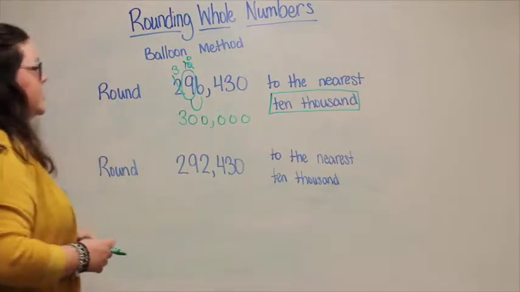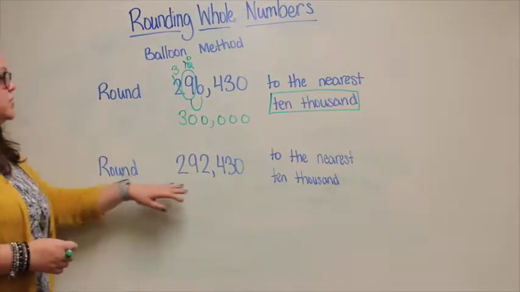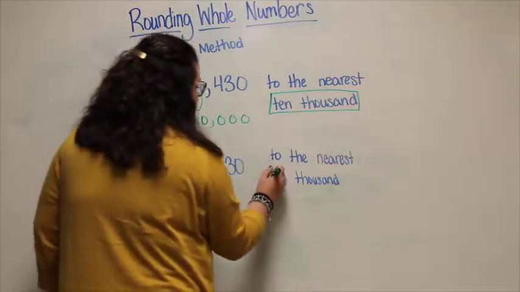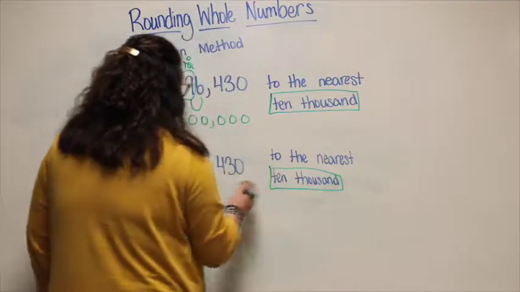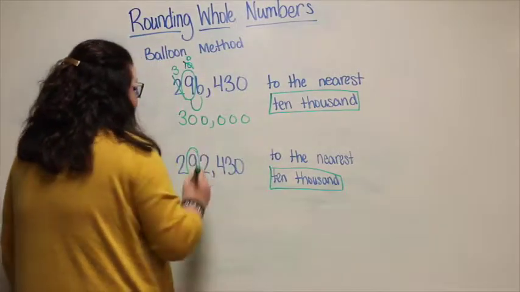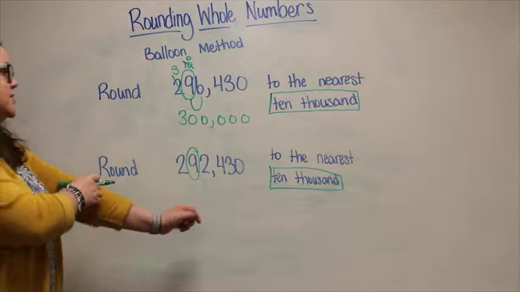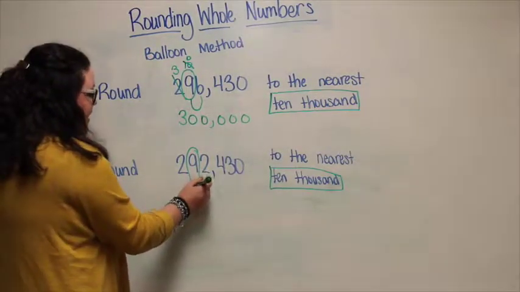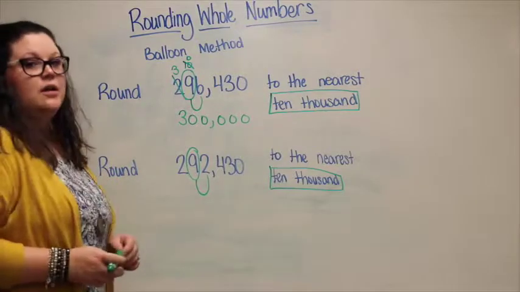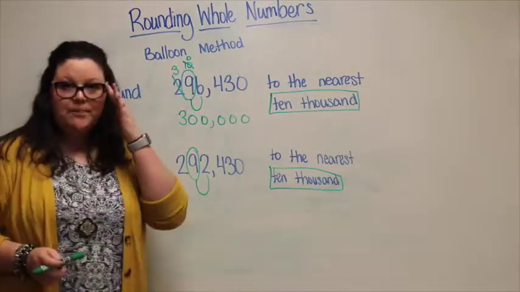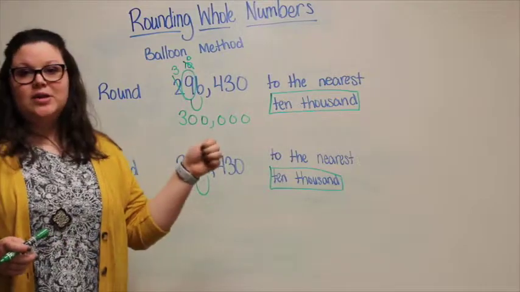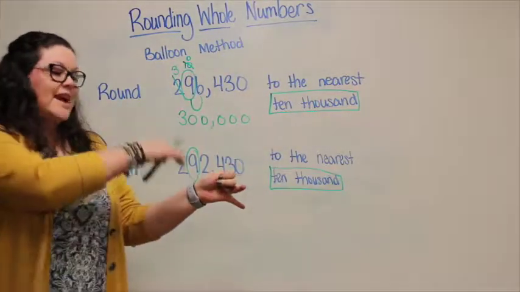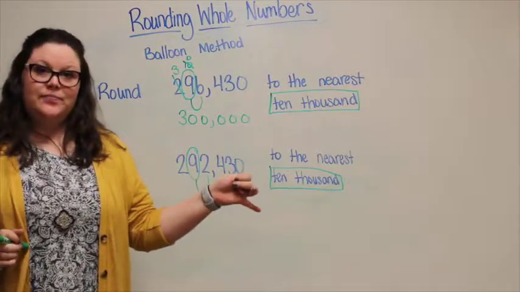Okay, let's do another example. So it wants me to round 292,430 to the nearest 10,000. So again, I'm using the same place value. So I find my 10,000s place, I put it in the balloon, and my place value behind will hold the string. So my 2 is holding the string. So I'm going to hold my balloon and I'm going to let go of 2 fingers. 1, 2. You can see I'm still able to hold the string.